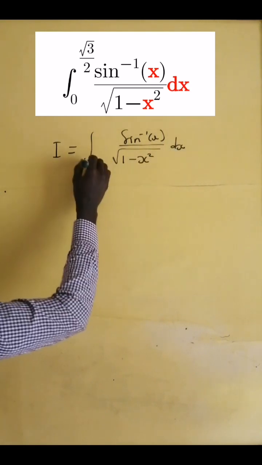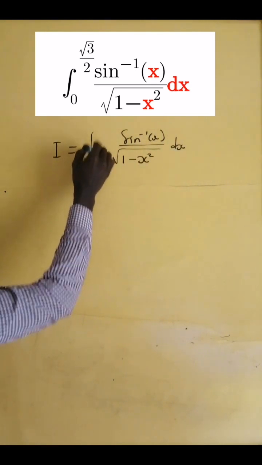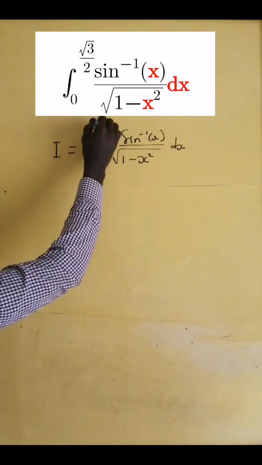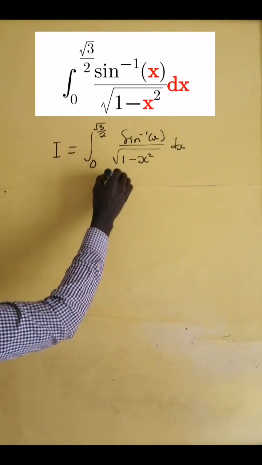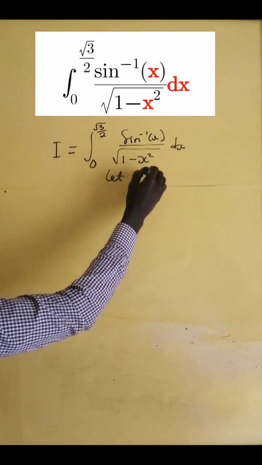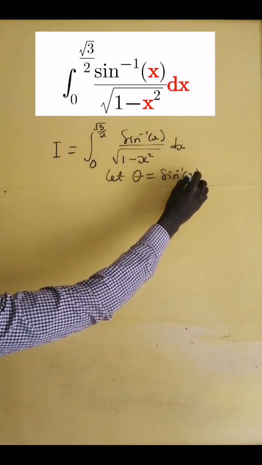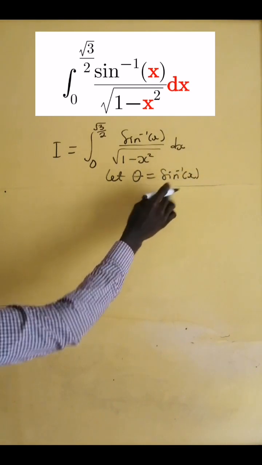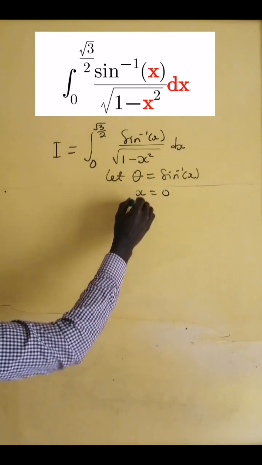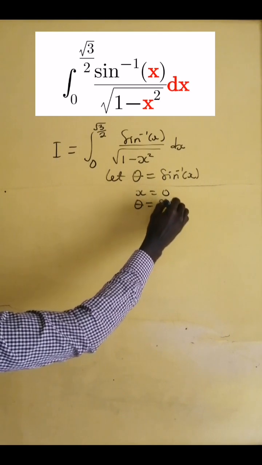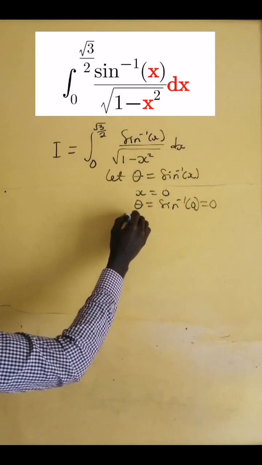For this integral, if we let I be equal to sine inverse of x divided by the square root of 1 minus x squared dx from 0 up to root 3 on 2, then we can do this simple substitution. If we let theta be equal to sine inverse of x, then if x equals 0, we have theta equal to sine inverse of 0, which gives theta equals 0.